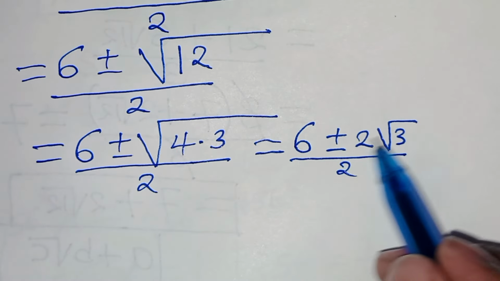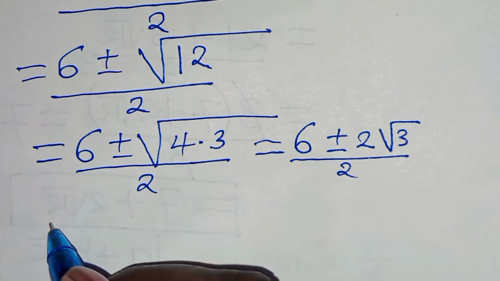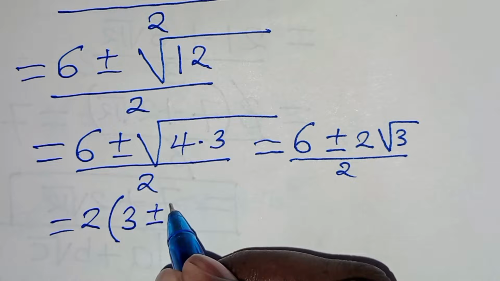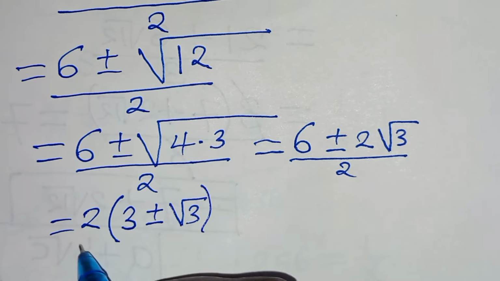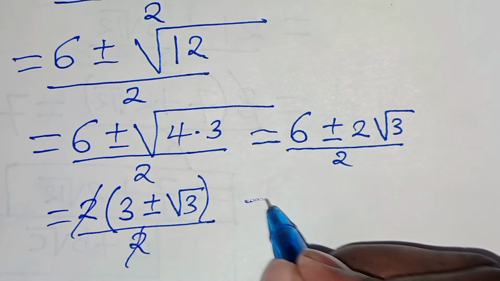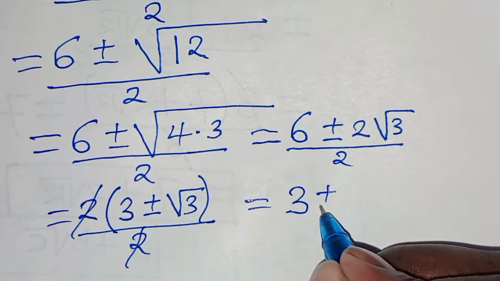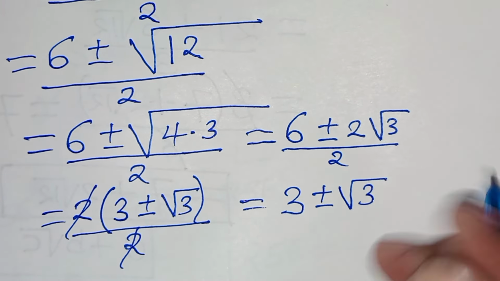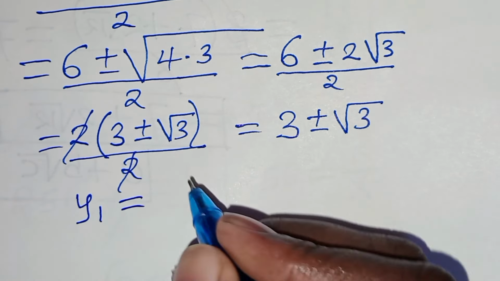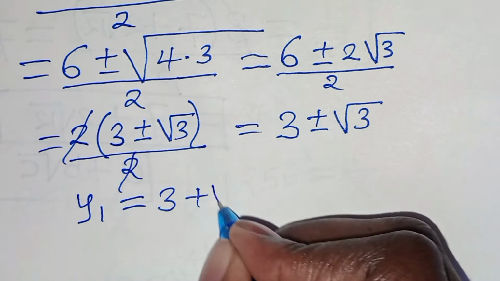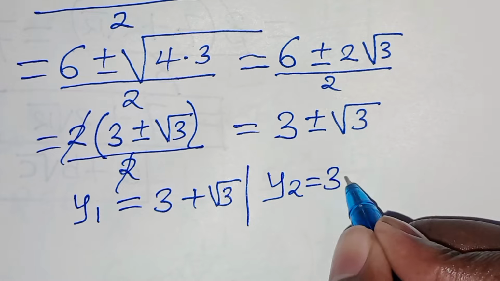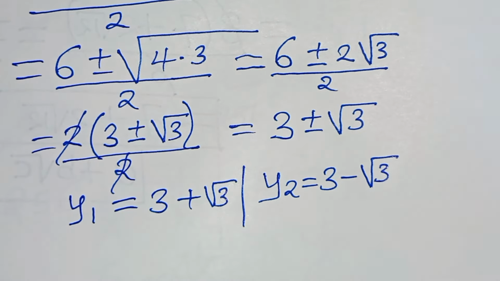So from the numerator part here, we can factor out 2, so that now we have 2 in the parentheses, this is 3 plus or minus square root of 3, everything here divided by 2. So let's simplify 2 and 2 here, so that now we have 3 plus or minus square root of 3. So this implies that we have y1 equal to 3 plus square root of 3, and we have that y2 is equal to 3 minus square root of 3.